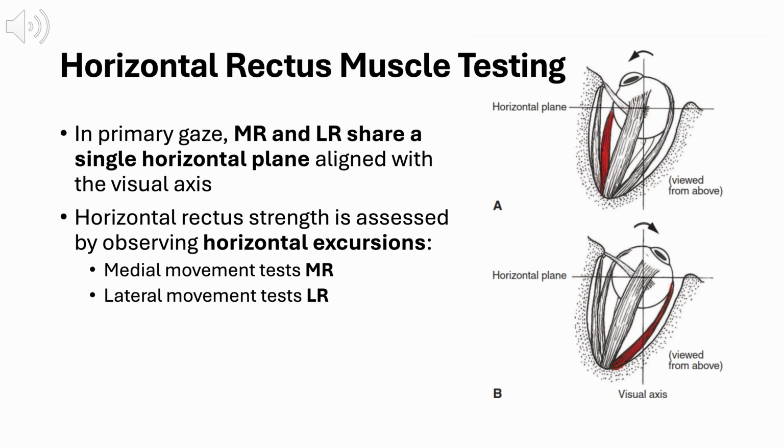Asking the patient to move the eye nasally isolates the medial rectus, while movement temporally isolates the lateral rectus. The size and smoothness of these horizontal excursions give a direct assessment of horizontal rectus strength and function.